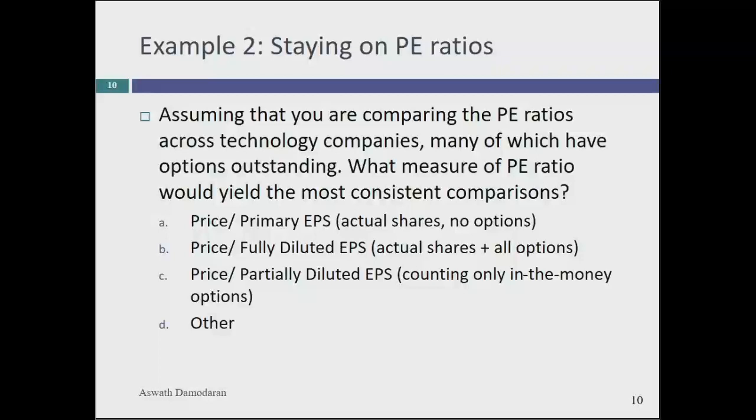In the money options, out of the money options, all get thrown in. I end up with this. Price by partially diluted earnings per share is a different kind of problem. You're saying, well, if everything has a problem, then what should I do? I've stopped computing PE ratios using per share numbers. It's a recipe for disaster.